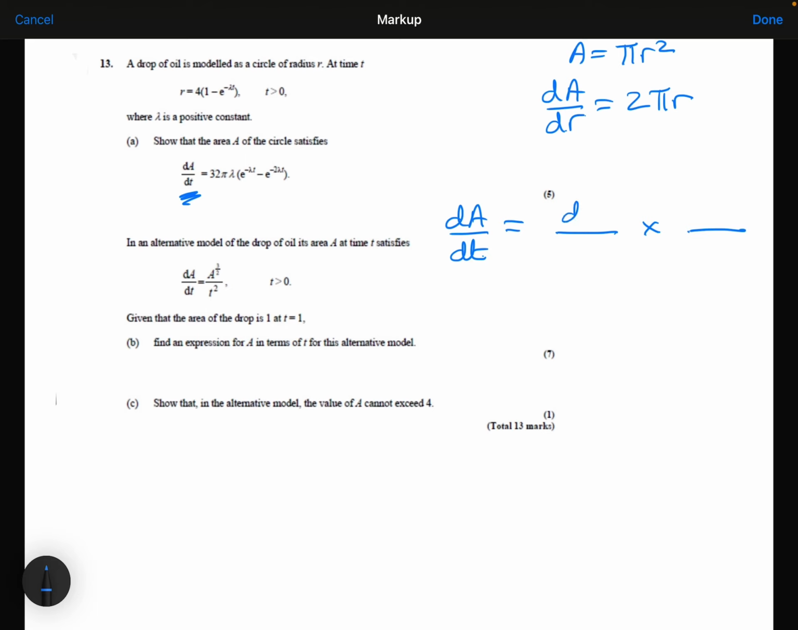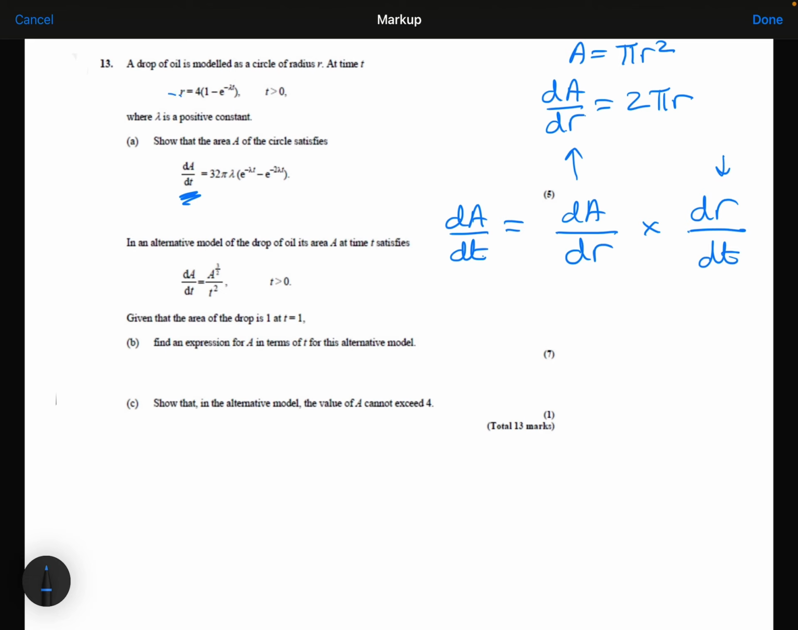I can call this dA by something times something by dt. And given what I just wrote down above, this is going to be dA by dr, which means this has to be dr by dt. So what about this dr by dt? Where's this going to come from?